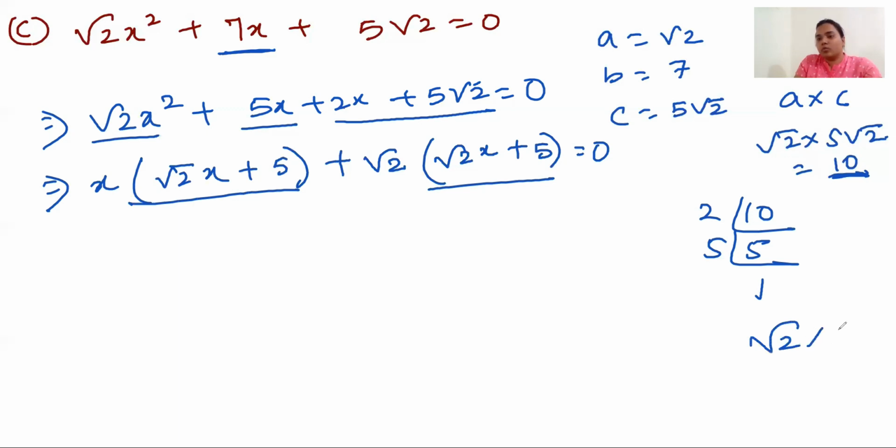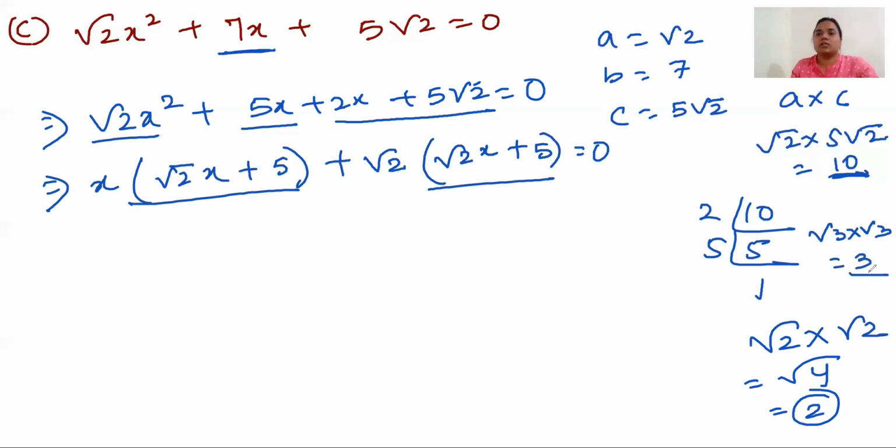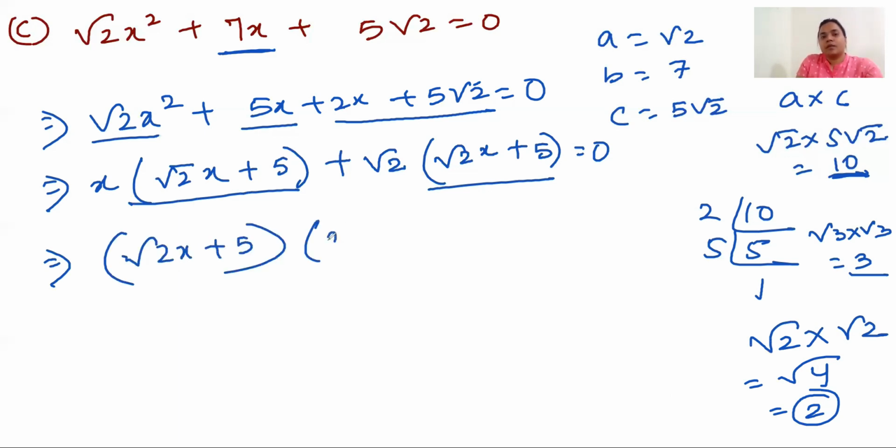See, if I multiply root 2 into root 2, this is root under 4 and that is equal to 2. So whenever we are multiplying the same square root numbers, we just remove the square roots. Suppose root 3 multiplied by root 3 will be equal to 3. It is like that only. So root 2x plus 5 is common. X plus root 2 is left.